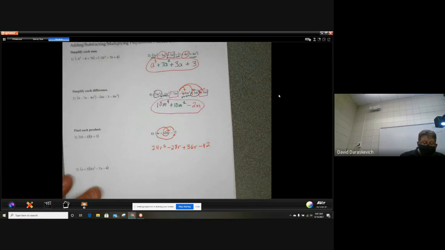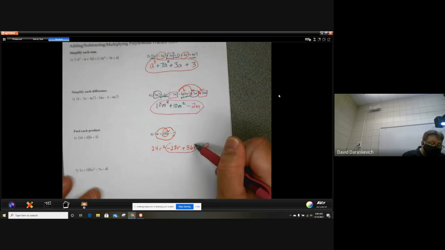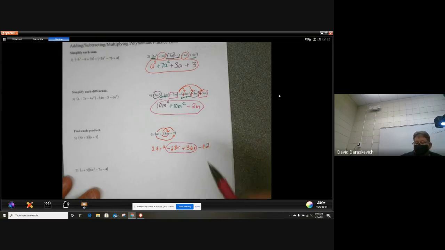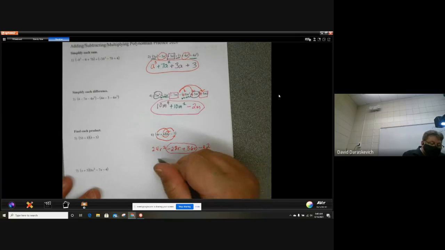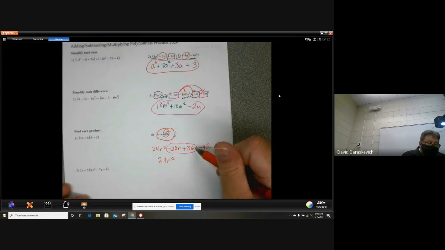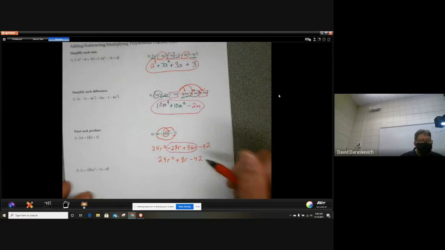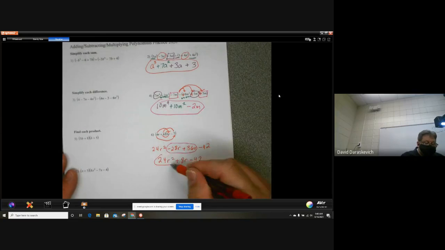And with FOIL, whenever you multiply a binomial, you always get these two terms to combine. So I get 24r squared, minus 28 plus 36 is a plus 8r, minus 42. There's my answer.